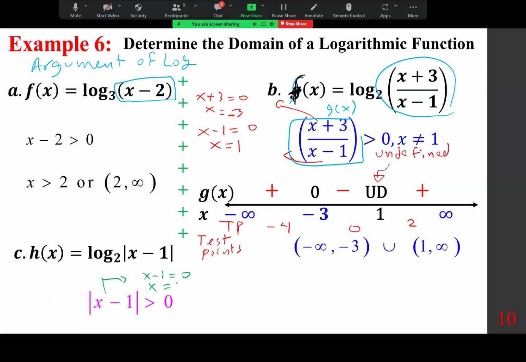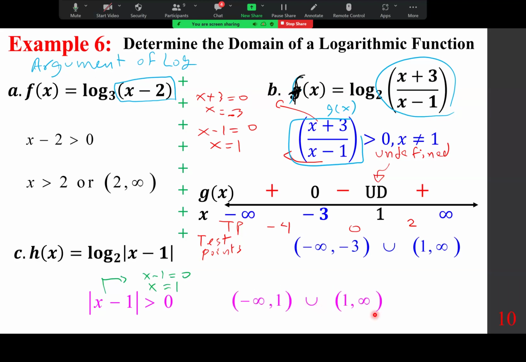x equals 1. So if you pick any value, you get positive, except 1 results in 0, and we have to have a positive. So all real numbers except 1. From negative infinity to 1 union 1 to infinity.